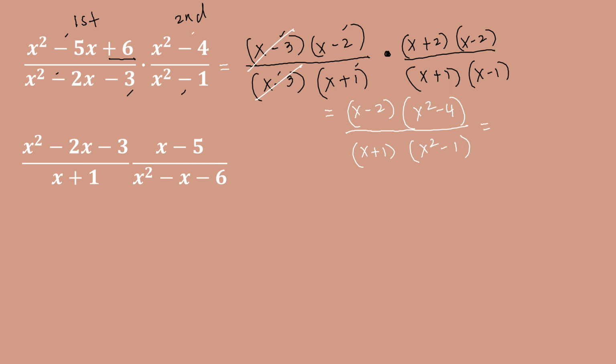This time, since we are now multiplying them, we are going to apply the distributive property. So x times x squared will give us x cubed. The x times negative 4 will give us negative 4x. The 2 times x squared will give us negative 2x squared. And the negative 2 times negative 4, we have a positive 8.